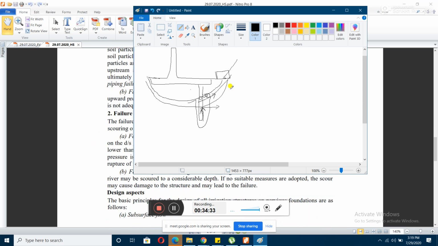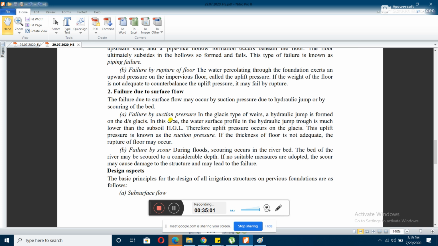So next comes your surface flow failure. As I've already told, the surface flow means from the top of the crest. There are two types of failure that occur due to this: one is by suction pressure and another is by scour.